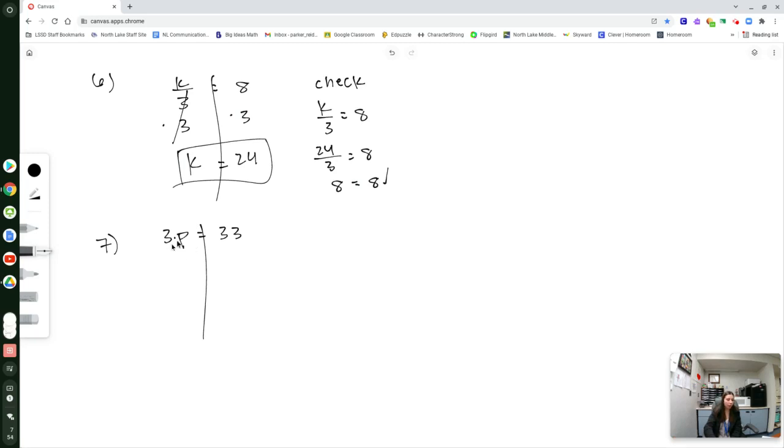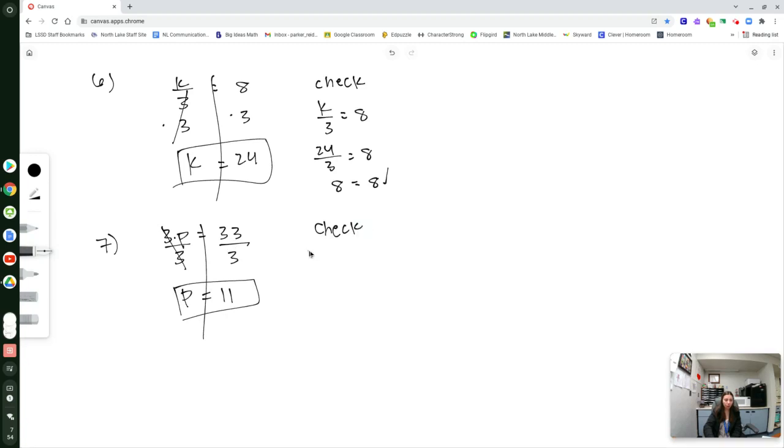So how do I undo that times 3? I use the opposite. I divide by 3. Times 3 divided by 3 undo each other, leaving only p left over. But if I divide this side by 3, I have to do the same to the other. 33 divided by 3 gives me 11. So my solution is p equals 11.